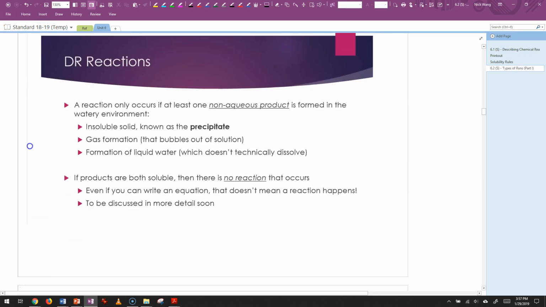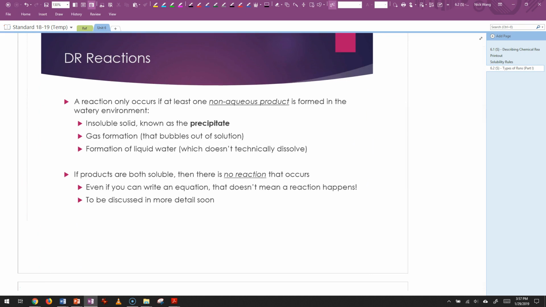Now, some other terminology we need to recognize here is that double replacement reactions only really occur if you have at least one non-aqueous product. One non-aqueous product means something that's not dissolved. There's a couple of examples of how we can have non-aqueous products. That includes an insoluble solid, right? A solid that is not dissolved. It's just in the liquid, but it's not actually dissolved. That's known as the precipitate.